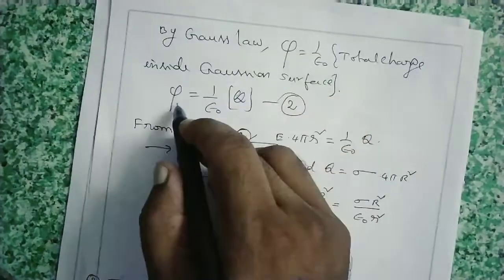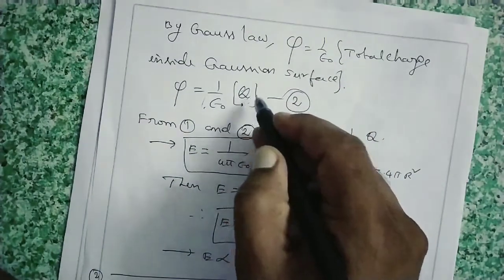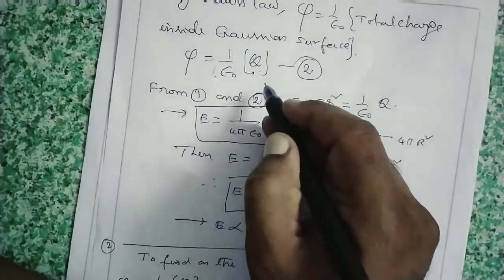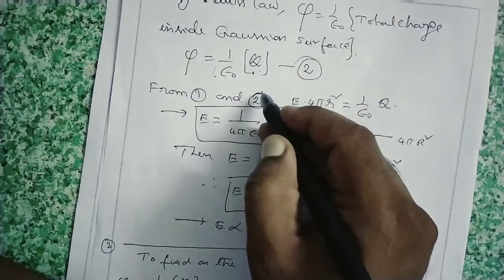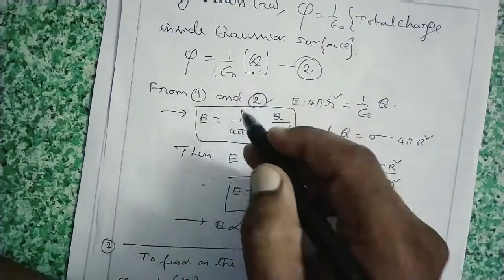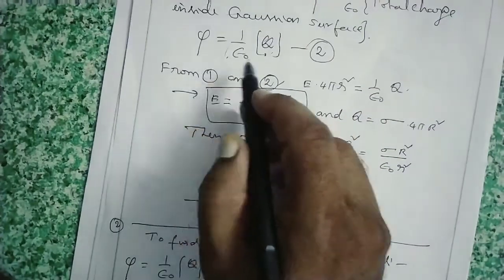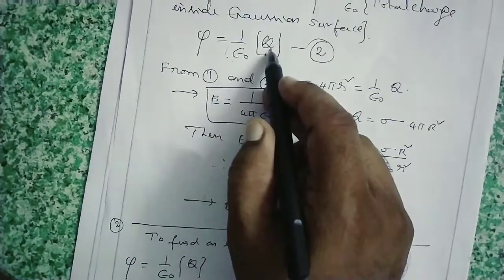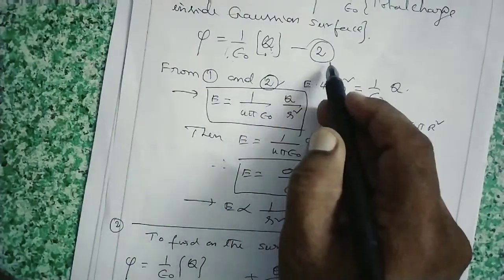So that's why flux is equal to 1 by epsilon 0 into the total charge present inside the Gaussian surface. That is, inside the Gaussian surface the complete shell is there, so we have to write the complete shell's charge. In that way, the flux answer we got again is 1 by epsilon 0 into Q. This is according to Gauss law.